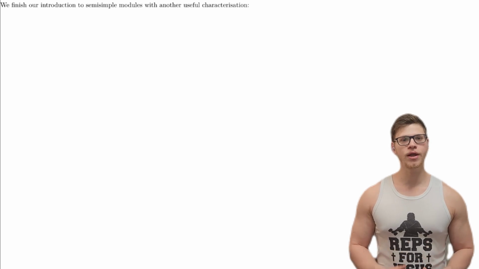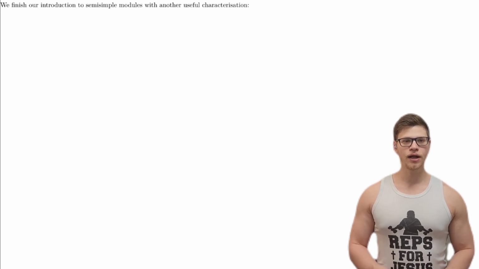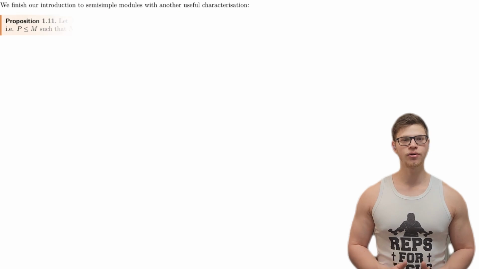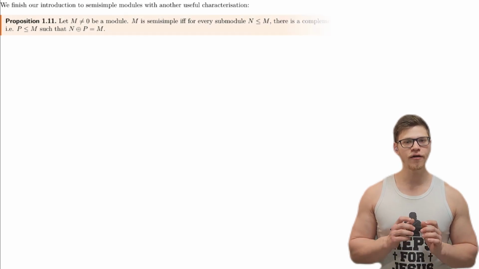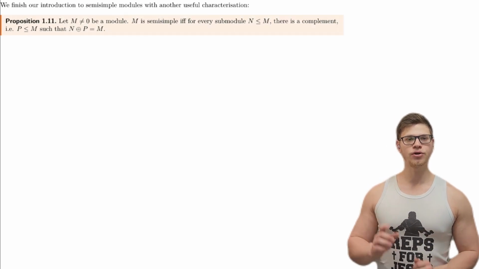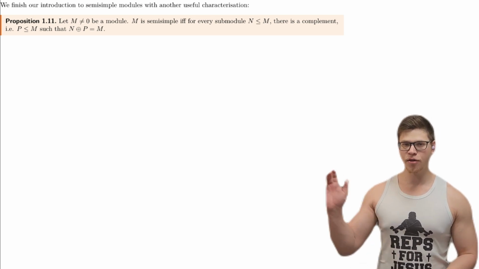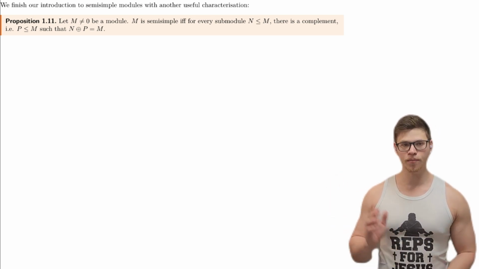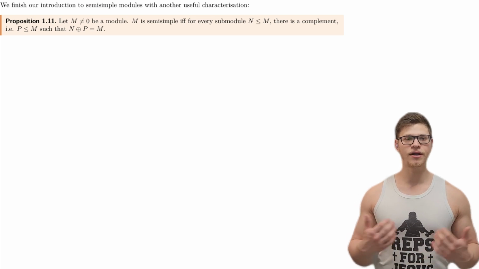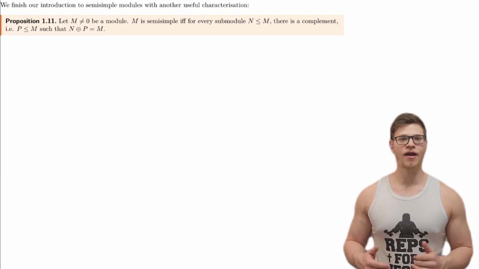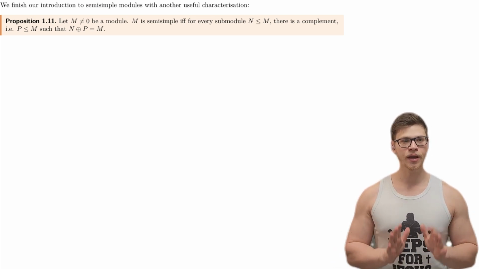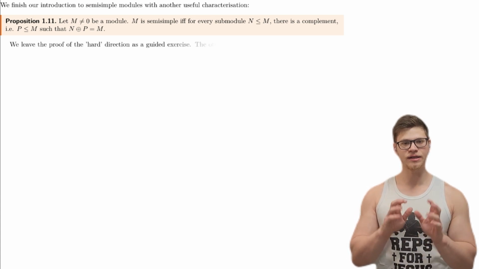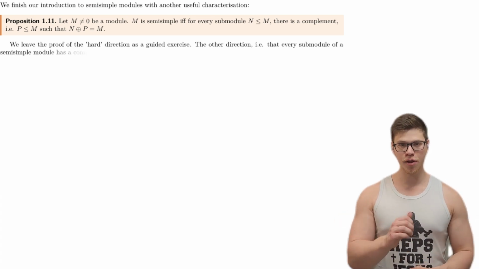We finish our introduction to semi-simple modules with the following useful characterization. Let M be a non-zero module. M is semi-simple if and only if every submodule has a complement, i.e. if N is a submodule, there is a submodule P such that N and P are independent and the sum is all of M, so they form a direct sum. We leave the proof of the harder direction as a guided exercise below.